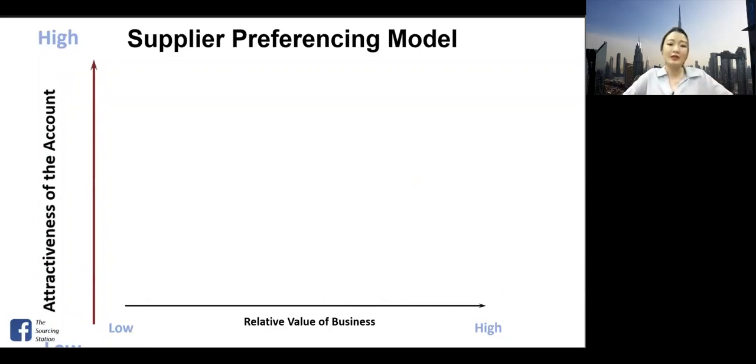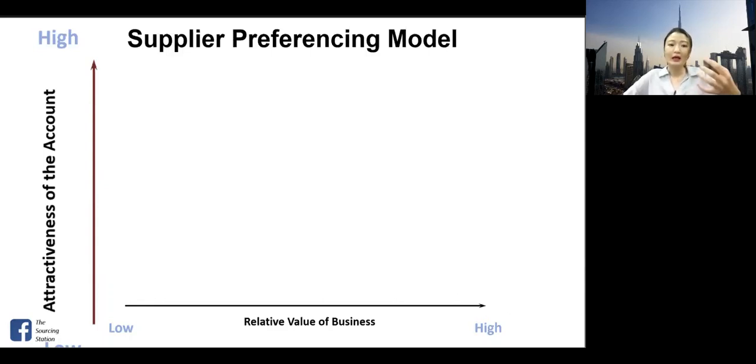Now, don't be confused. Value of business versus attractiveness of account is actually not really correlated. Whether you have a high business volume to your supplier, it doesn't mean your account is attractive to them, because attractiveness is more like an intangible dimension. If your account has very high sales, very high business value, but you give them very low profit margin, that means your account would be less attractive, isn't it?